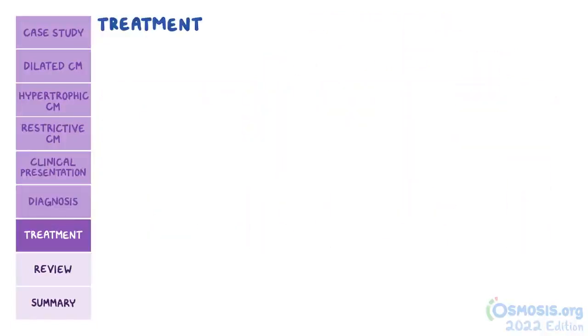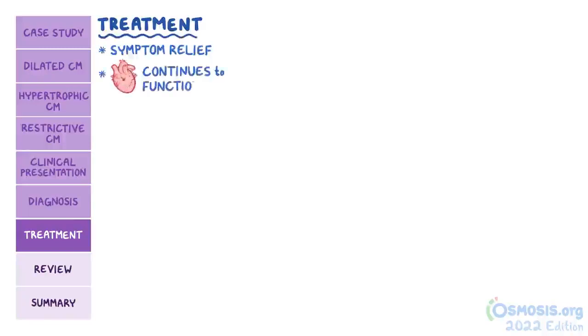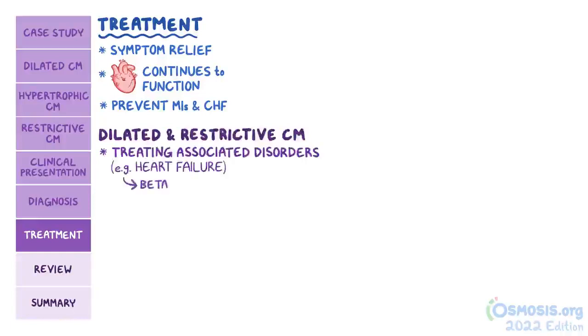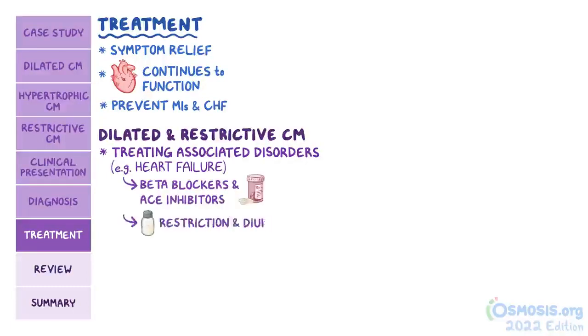The goal of treatment in cardiomyopathies is aimed at symptom relief and ensuring that the heart continues to function. Another key is to prevent myocardial infarctions and congestive heart failure. For dilated and restrictive cardiomyopathies, this includes treating the associated disorders, such as heart failure with medications like beta blockers and ACE inhibitors, as well as sodium restriction and diuretics for individuals that develop fluid overload and congestive symptoms. Digoxin may also be used, since it helps increase force of contraction.